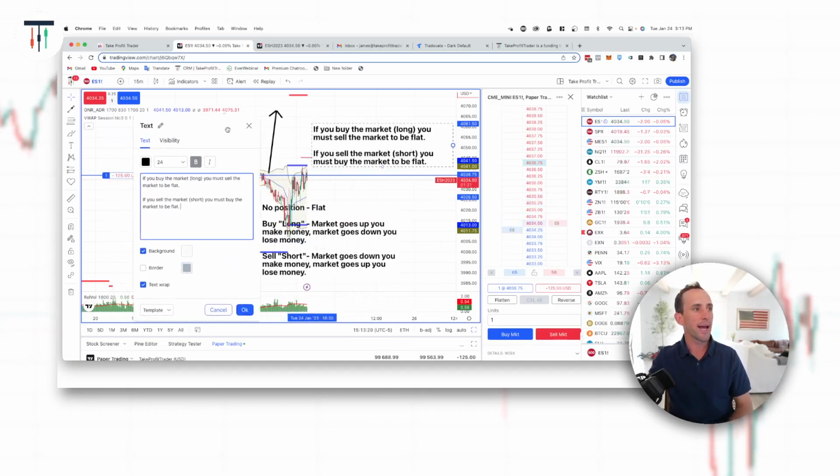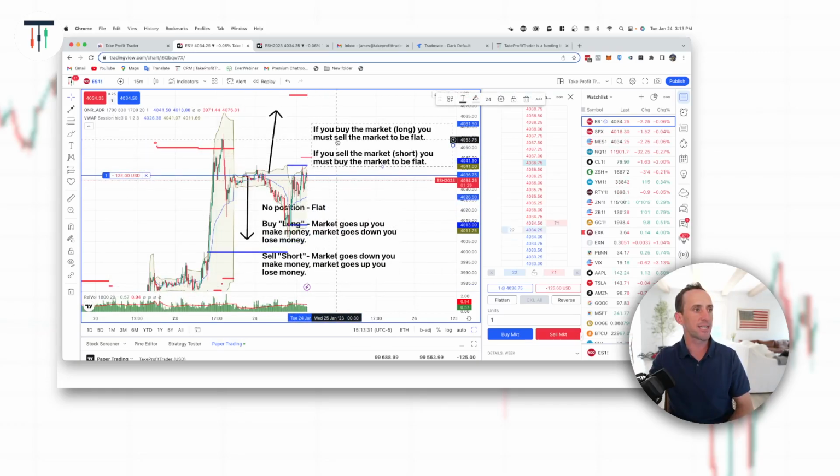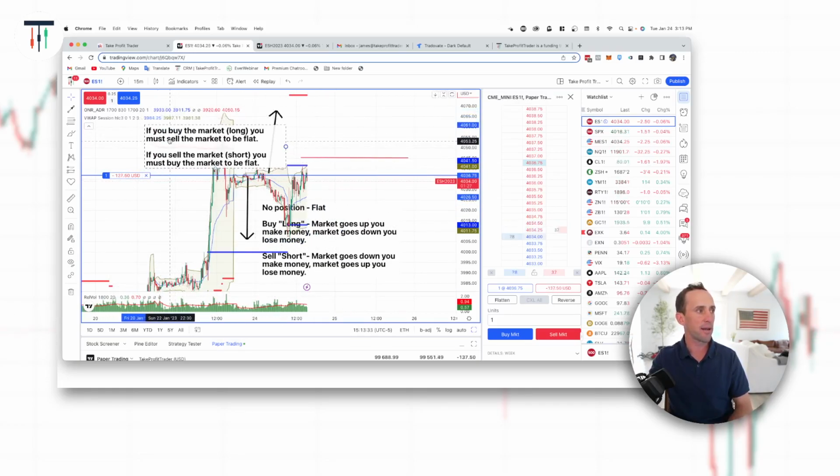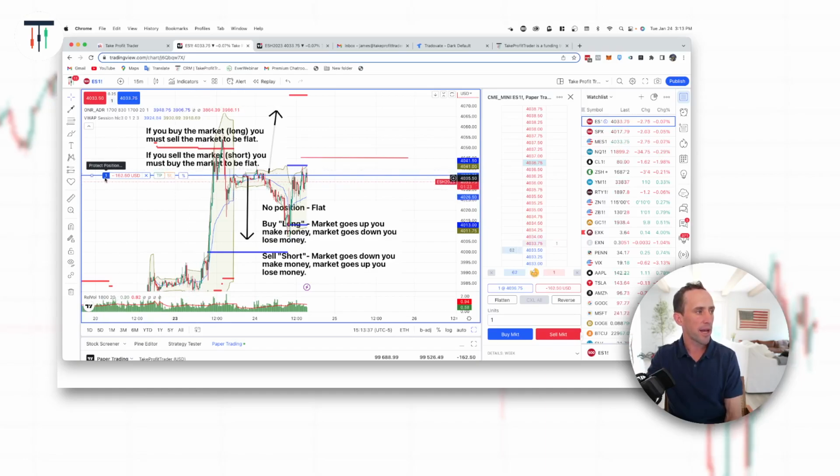The way that I like to explain this to people is it's a simple plus and minus, okay? If you bought the market, right now I have a long position of one contract. Think of a long position as +1 and a short position as -1.